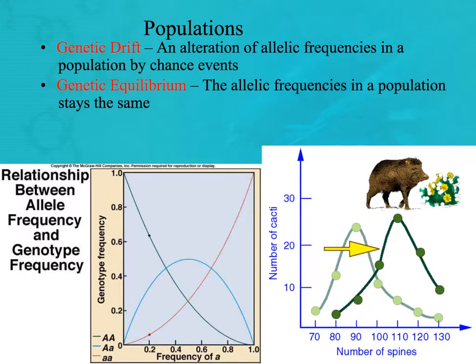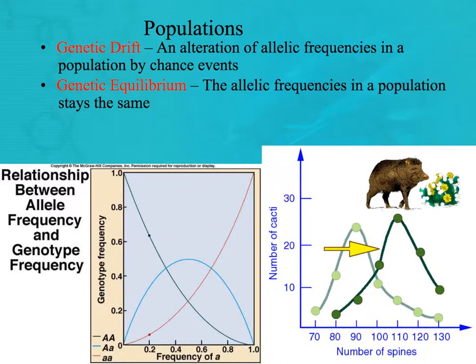This is where the Hardy-Weinberg equation comes in, and this is this population distribution right here, and right here. So this first line is going to represent the number of homozygous dominant individuals. This is homozygous recessive, and this one right here is going to be heterozygous. Let's talk real briefly about genetic drift, and we'll come back to the Hardy-Weinberg equation.